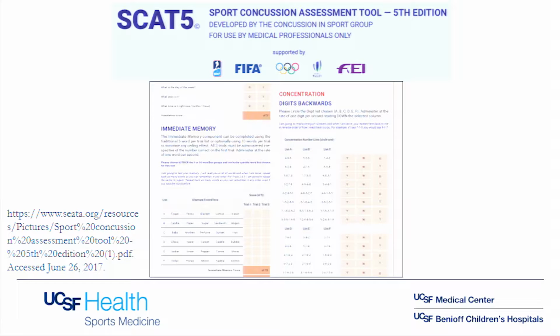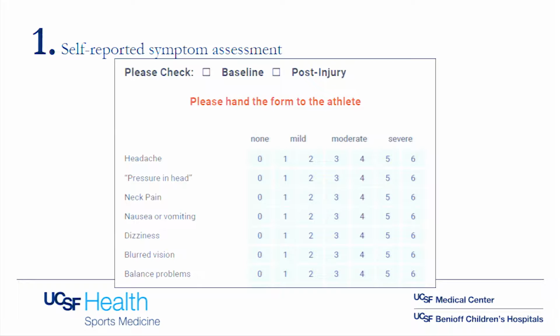If you are someone who sees sports concussion a fair amount, it's worth looking at the SCAT-5 and seeing how to incorporate that into your practice. We tend to use this at every sports concussion visit that we have with our patients in clinic. The SCAT-5 first contains a self-reported symptom assessment. This is a 22-item symptom score with a 0 to 6 Likert scale per symptom. And we give this to patients upon their arrival in clinic to fill out.